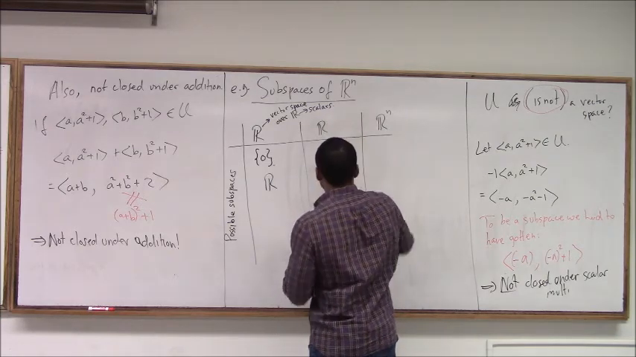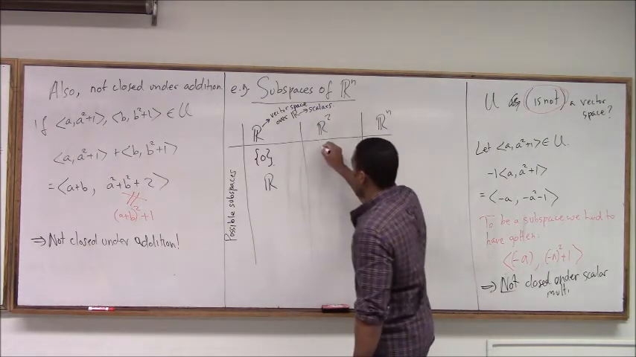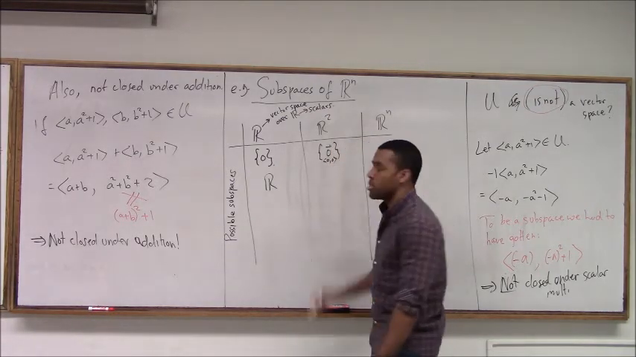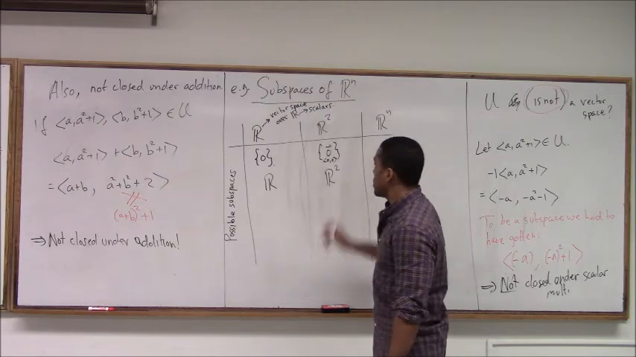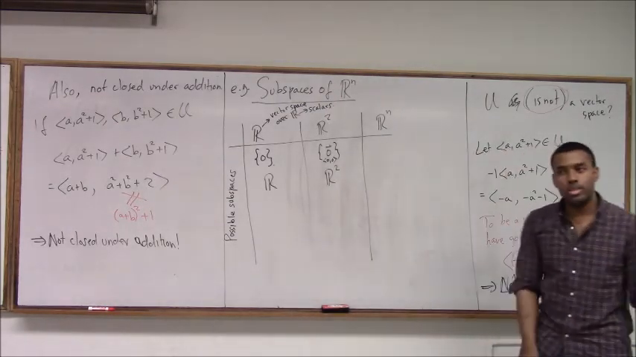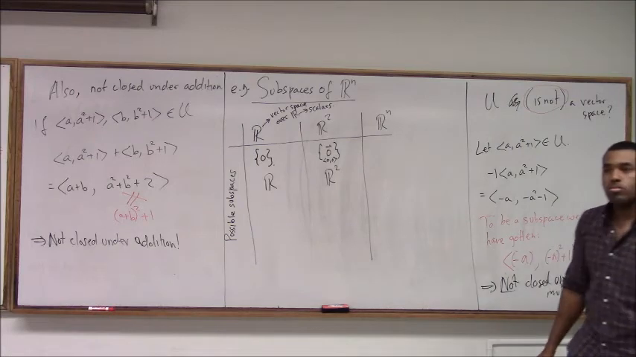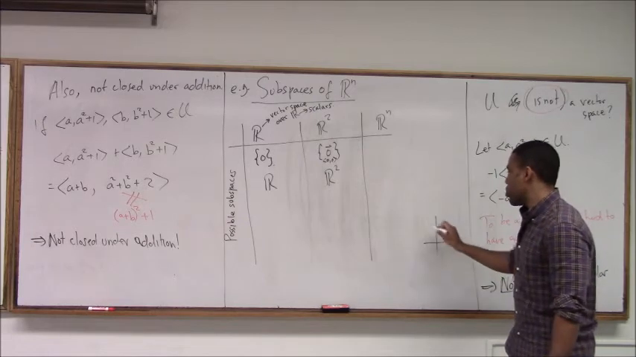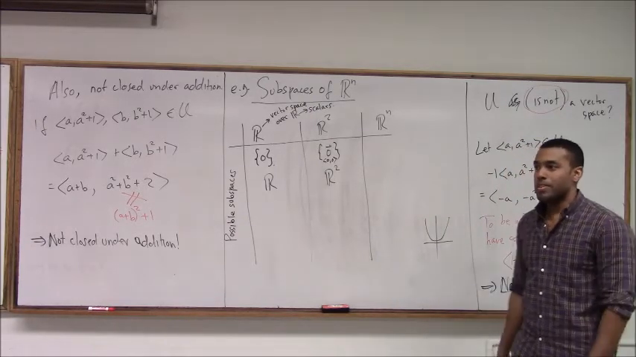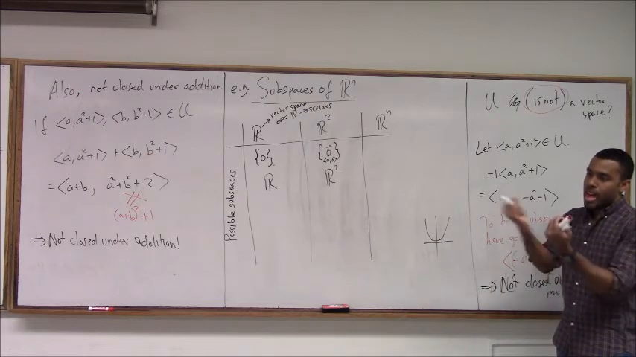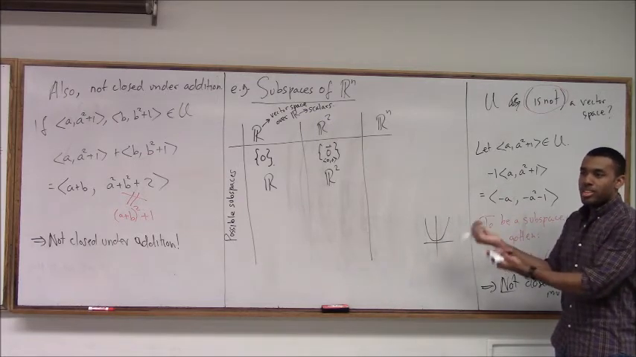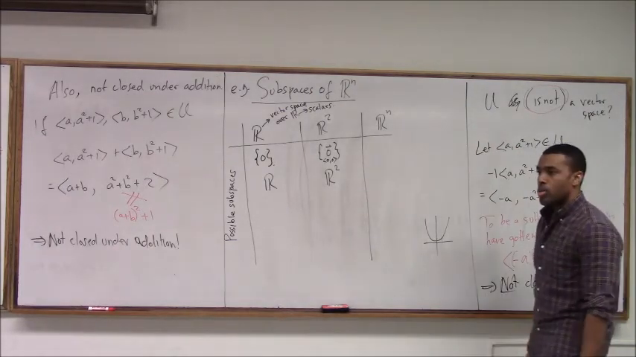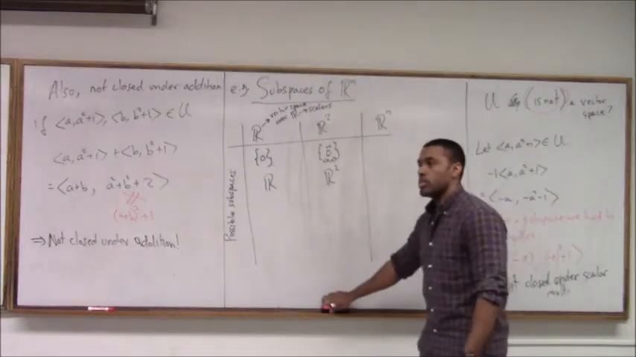Let's go with R2. Here the 0 vector will work, right? That's just the vector with 2 component zeros. The space itself would work. What else would work? We already saw examples like a parabola would not work, because if I add 2 components, the sum of a square is not the square of the sums. So a parabola is not going to work. What kind of things could possibly work here?